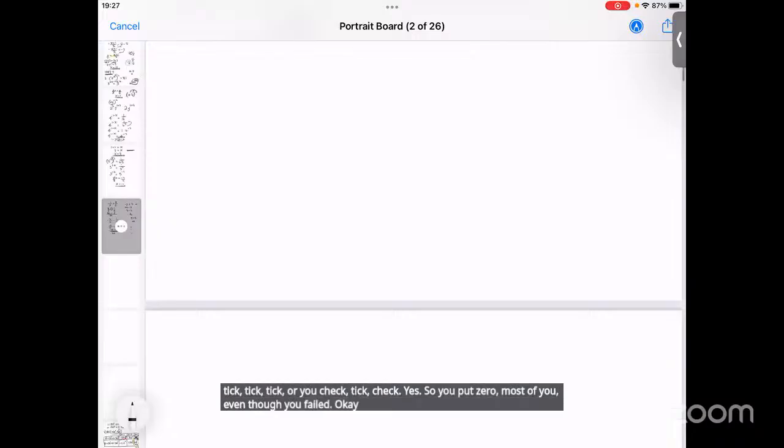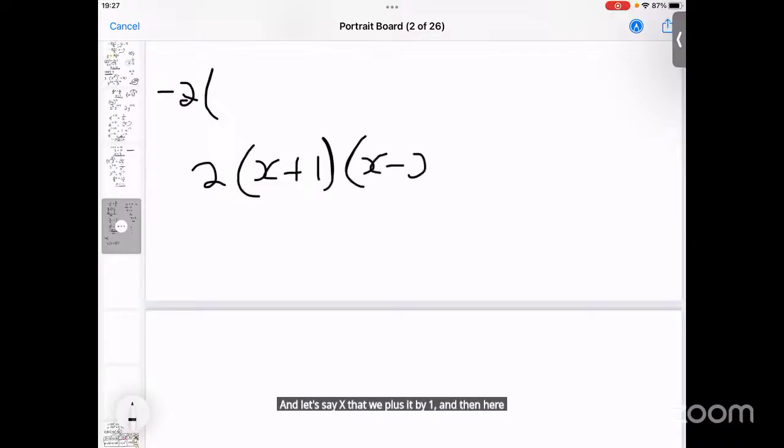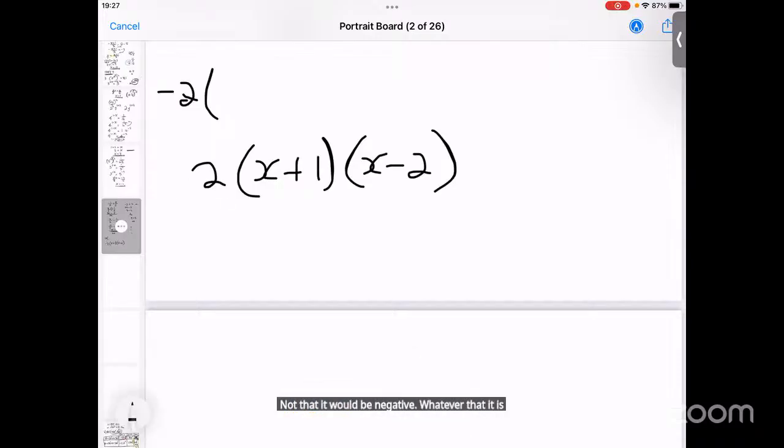Okay, so let's say now you have 2. It doesn't matter whether it's positive or negative. Guys, please be aware that every number starts with a sign. Every number starts with a sign. So if we have 2 into, let's say, x, that we plus it by 1, this number starts with an invisible positive there. So even if it's not that, it would be negative. Whatever it is there, we follow the same process.